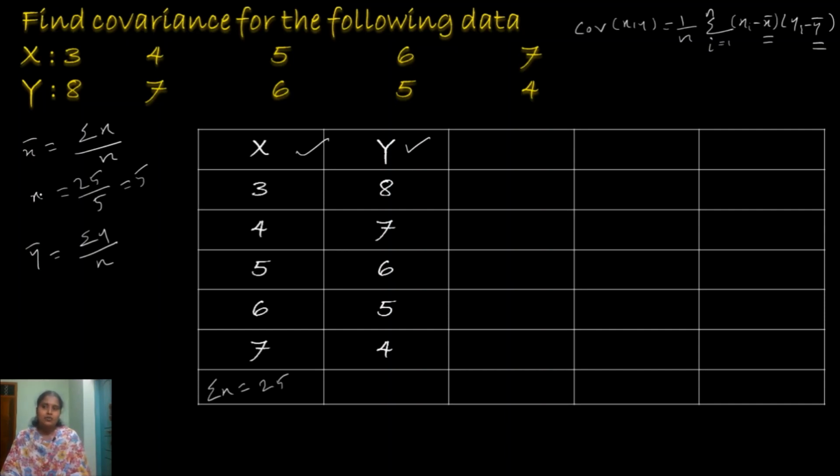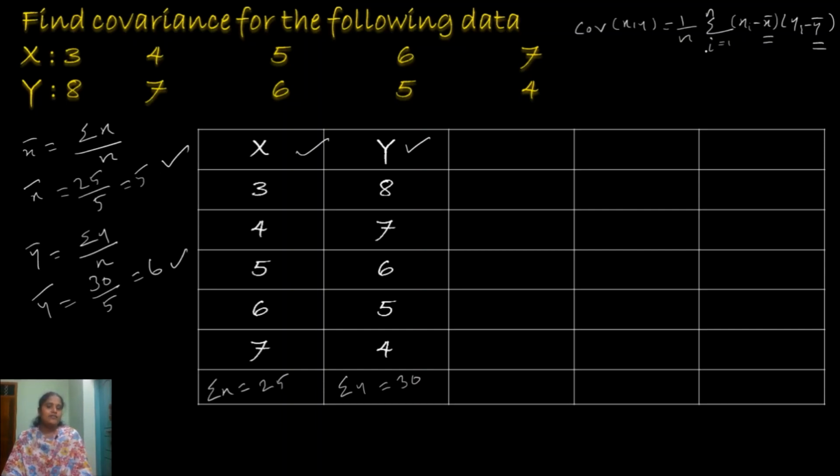And then next, y bar. For that, let me first add all values of y. 8 plus 7 is 15, plus 6 is 21, plus 5 is 26, plus 4, that is 30. So 30 by 5, you get 6. So x bar is equal to 5 and y bar is equal to 6.